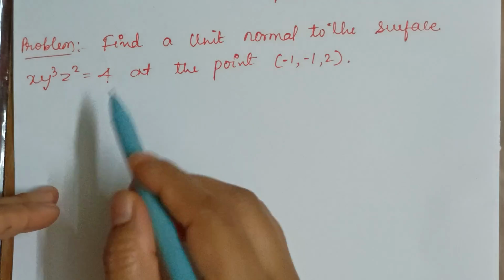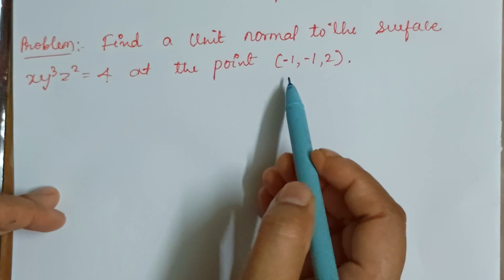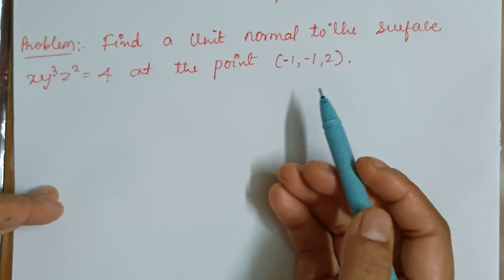In this video, we are going to find a unit normal to the surface xy³z² equals 4 at the point (-1, -1, 2).